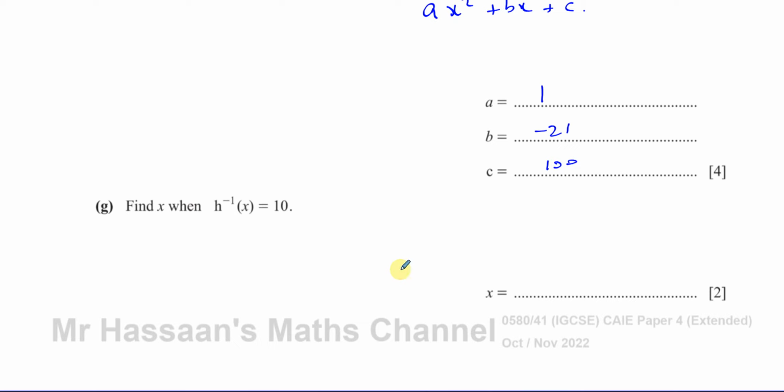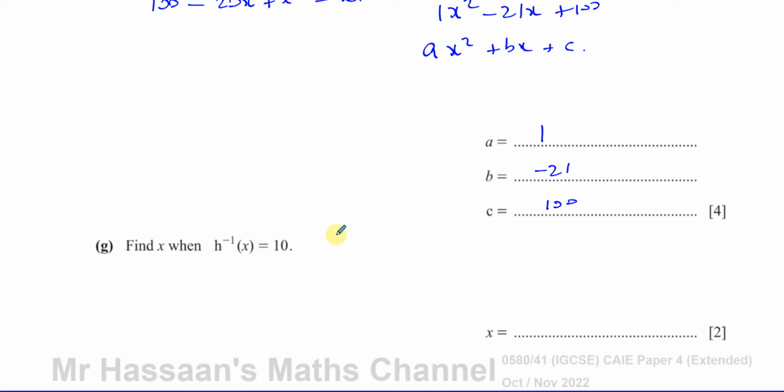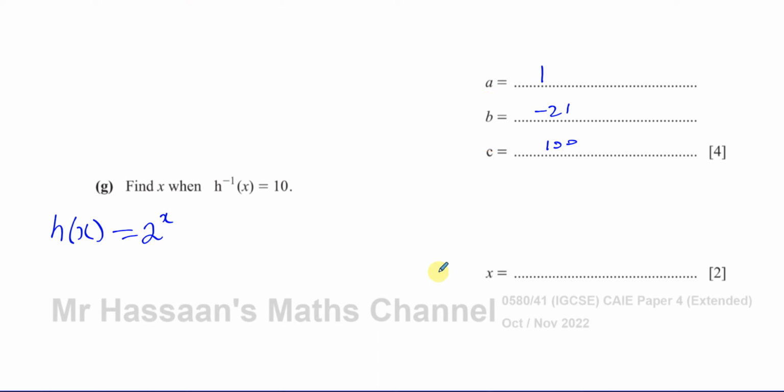Now, question part G. It says find x when the inverse of h(x) equals 10. So we know that the function h of x equals 2 to the power of x. That's what we were told, right? Now, in this question, most people will try to find the inverse of this function and then equate it to 10 and then solve for x. Now, the problem is we don't know how to find the inverse of this function without some knowledge which we're going to learn later on.